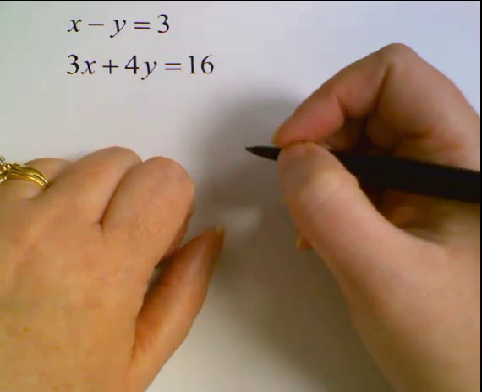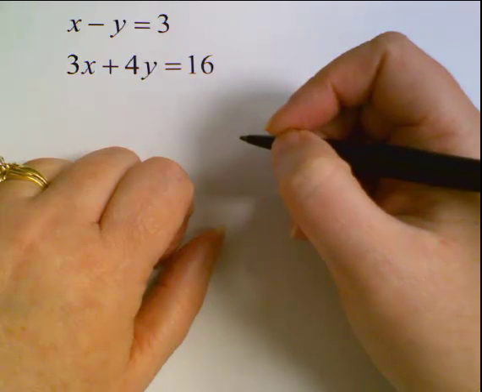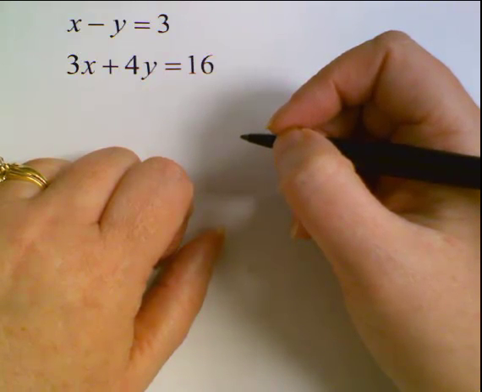Hello, this is Beth Dixon, and let's solve this system of equations. First of all, let's look at our system. x minus y equals 3, and 3x plus 4y equals 16.